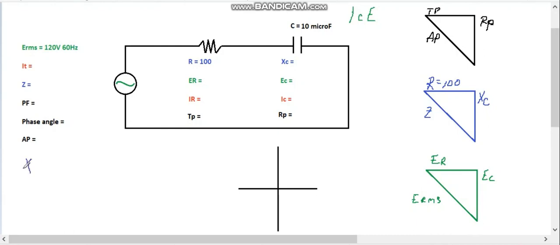So first, XC is 1 over 2 pi FC. Don't have to label C because there's only one. 2 times pi times frequency of 60 hertz times 10 to the exponent negative 6 is 265.26. Okay, so I'll put that over here. Now we can find Z.